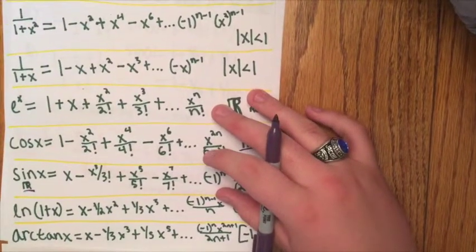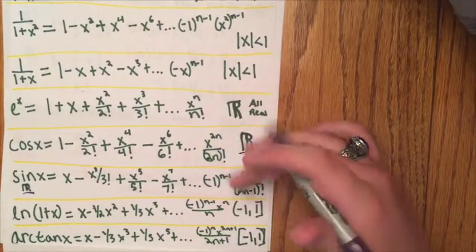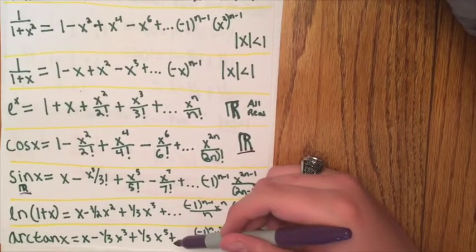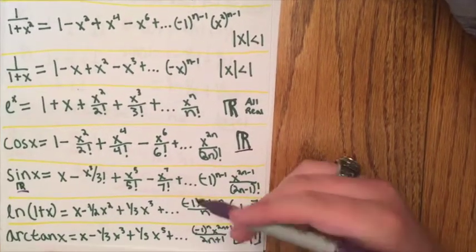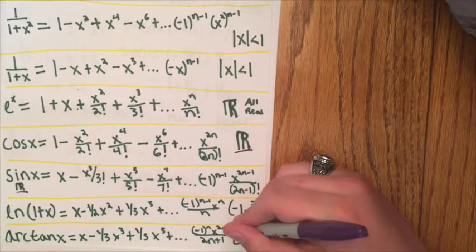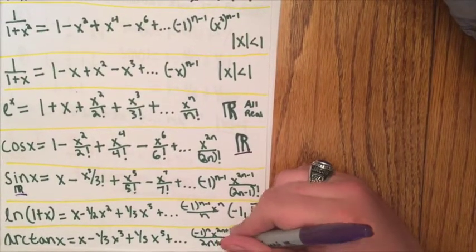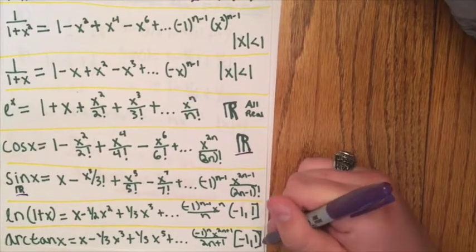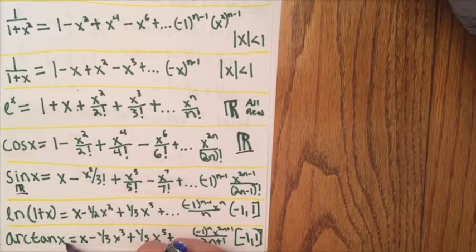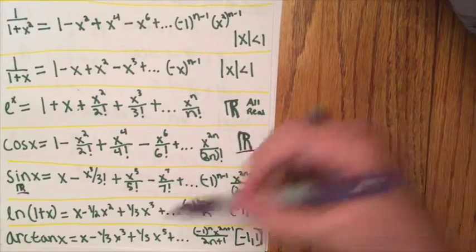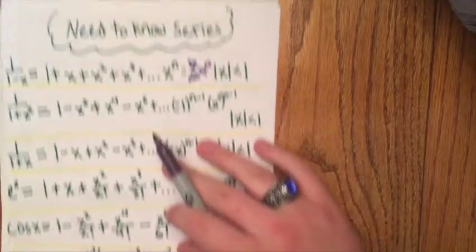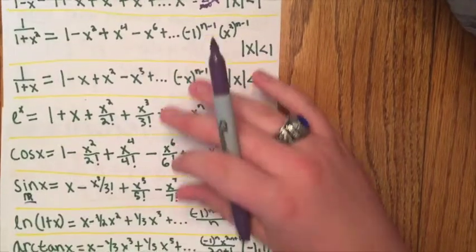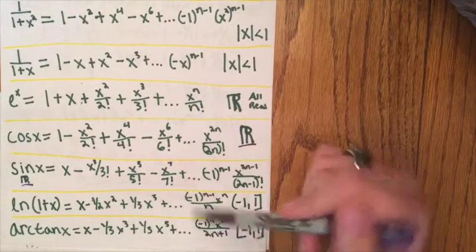Next we have arctan of x, which is equal to x minus 1/3 x cubed plus 1/5 x to the 5th plus, and so on, negative 1 to the n x to the 2n plus 1 all over 2n plus 1, with an interval of convergence of negative 1 closed to 1 closed. And I remember arctan of x by thinking of the antiderivative of 1 over 1 plus x squared. Thinking of it that way, that's also another one that's fairly easy to remember.